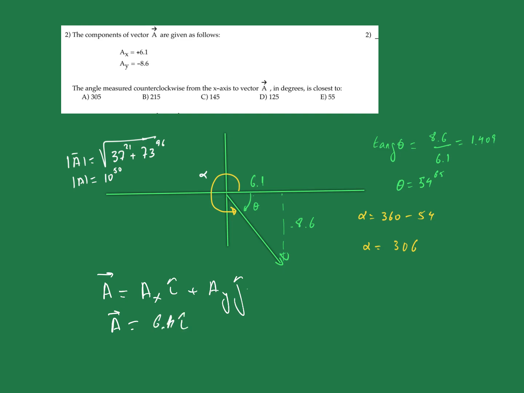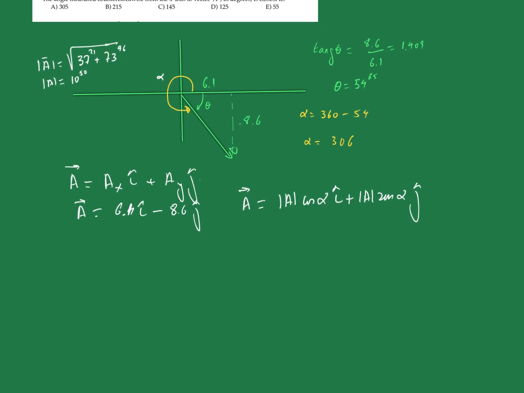6.1 in the I direction plus AY minus 8.6 in the J direction. And the other way that you can write the same vector is to write like this: A equals magnitude of A cosine of the angle alpha in the I direction plus magnitude of A sine of the angle alpha in the J direction.